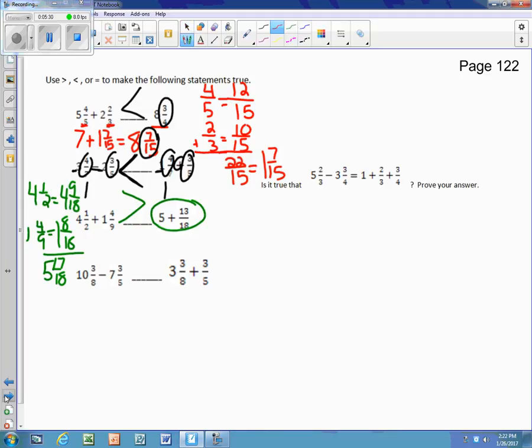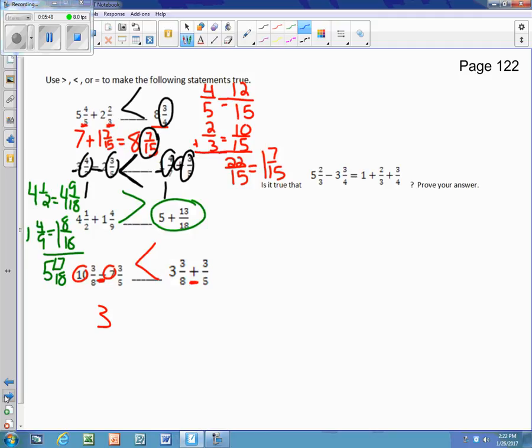Next, we have 10 3/8 minus 7 3/5, and 3 3/8 plus 3 3/5. So 10 minus 7 is 3. This is subtraction of the same fractions that I'm now adding. So when I add, that side is bigger.